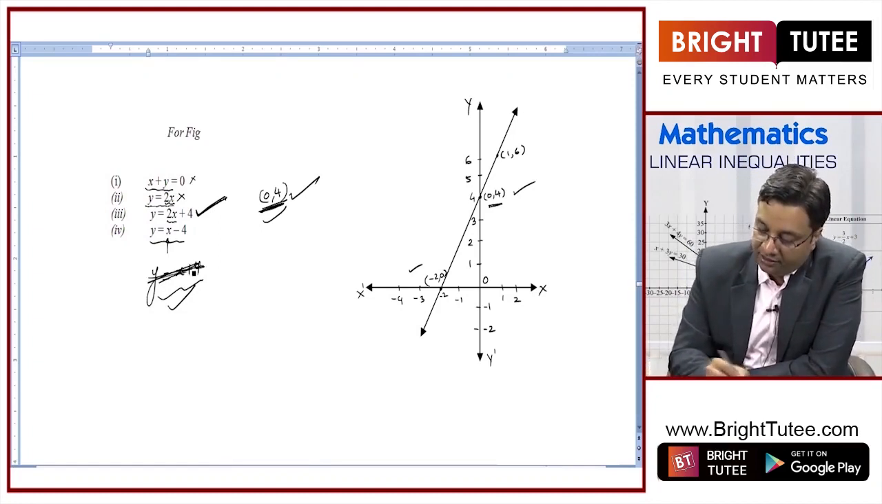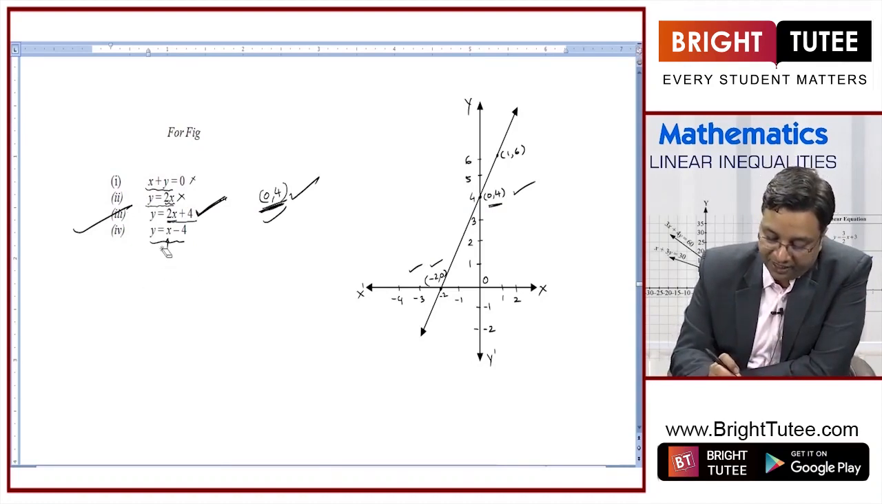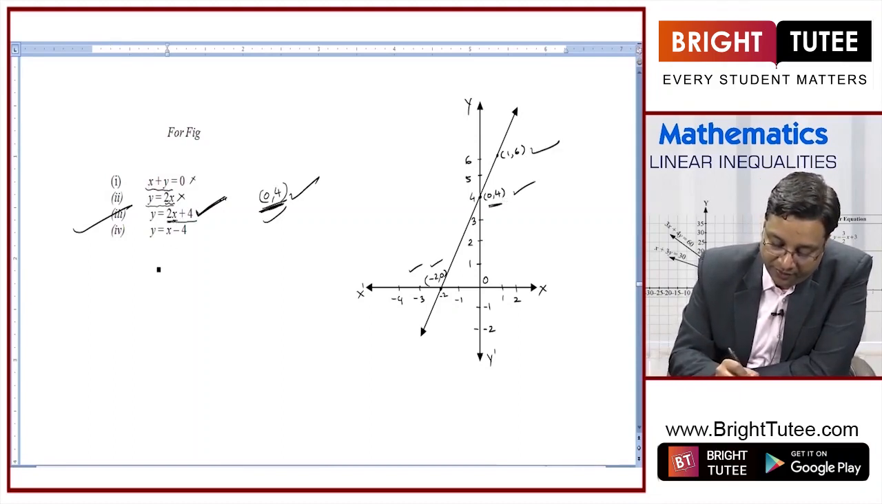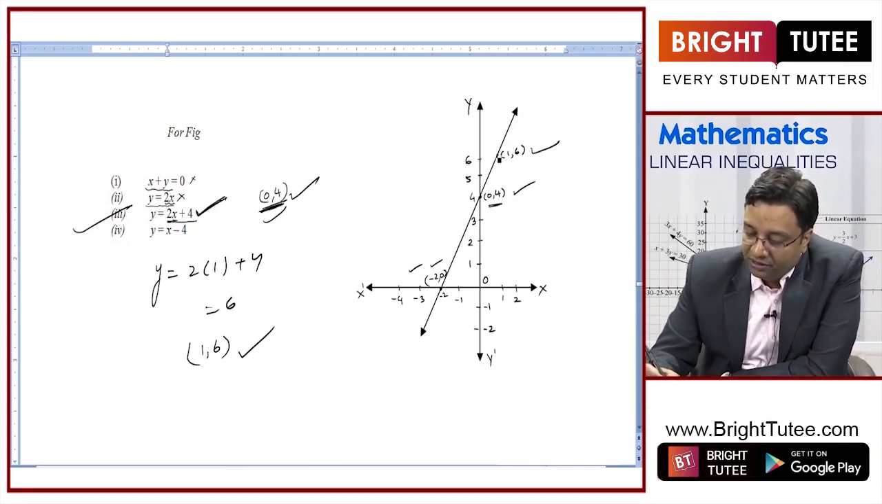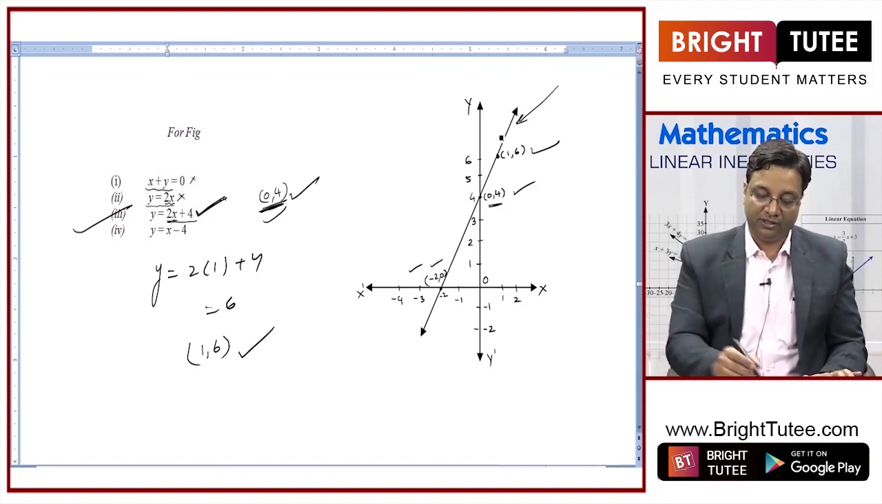Now look at the second solution, minus 2 comma 0. In this case, if I put x equal to minus 2, the right hand side will become 0 and y is also 0. So yes, this is the required solution. Okay, and you can verify by checking the third one also, 1 comma 6. If you put x equal to 1, y will be equal to 6. So yes, 1 comma 6 is also a solution, and which is evident also, right? Because it lies on the line. Every point on this line is a solution of this equation, the third one.